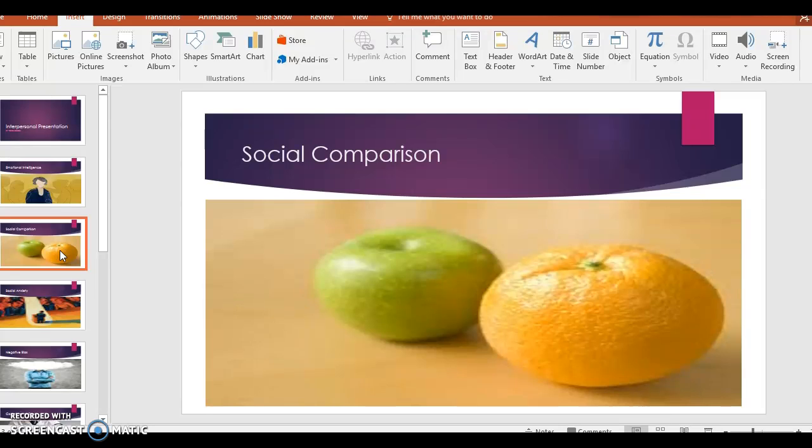My second term is social comparison. Social comparison is the act of comparing oneself to others in a society. I do this a lot. I compare how much money I make to other people. I compare my social standing with other people all the time. I use the picture because most people use the term apples to oranges when you're comparing something.